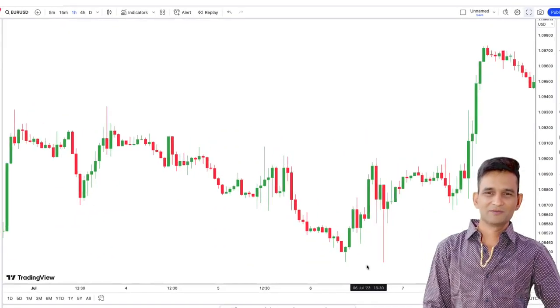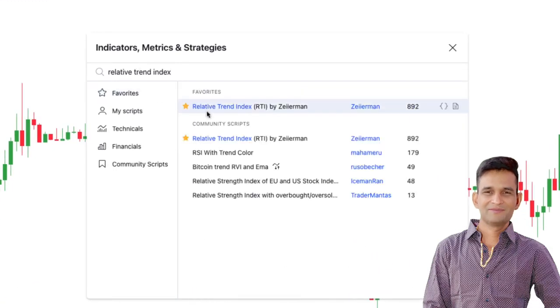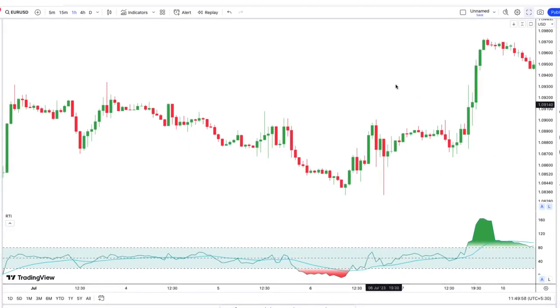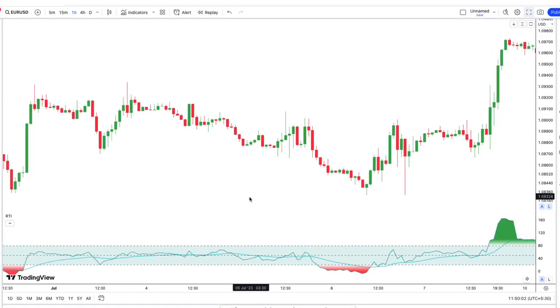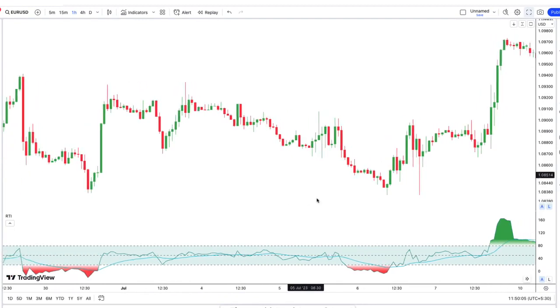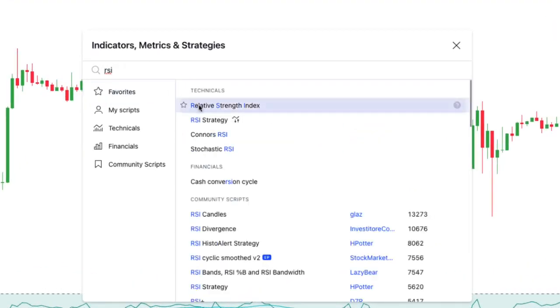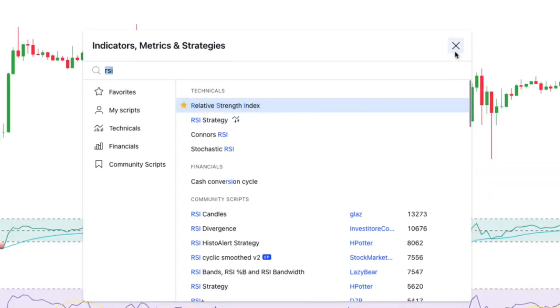To add this remarkable indicator to our chart, let's navigate to the Indicators section and search for Relative Trend Index. Developed by the Zeerman, this indicator provides a compelling alternative to the traditional RSI. To provide a comprehensive analysis, we'll also include the original RSI, a built-in indicator on the TradingView platform. Now, let's take a closer look at the new RSI, the Relative Trend Index, alongside the familiar original RSI.